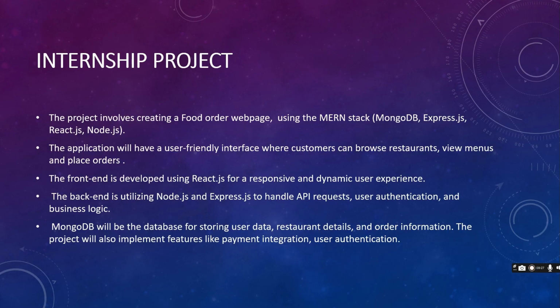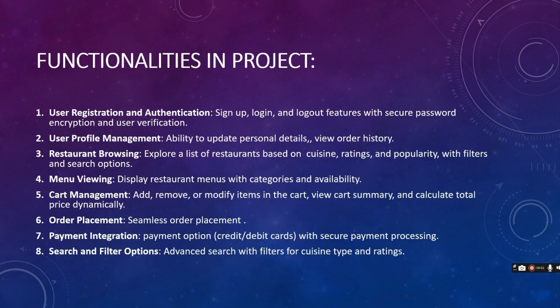The front end is developed using React.js for a responsive and dynamic user experience. The backend is utilizing Node.js and Express.js to handle API requests, user authentication, and business logic. MongoDB will be the database for storing user data, restaurant details, and order information. The project will also implement features like payment integration and user authentication. Now let's see the functionalities that are included in our project.